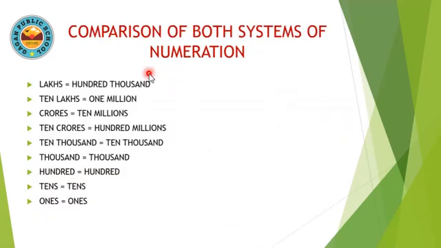Now what is the comparison? You can easily observe that 10 lakhs is equal to 1 million, 1 lakh is equal to 100,000. 10 crores is equal to 100 millions. 10,000 is equal to 10,000 because the ones period is the same. Ones, tens, hundreds are exactly the same in both the systems. Then 1,000 and 10,000 are also the same in both the systems. After 10,000, the Indian place value system and the international place value system are different. 10 crores is equal to 100 millions. 1 crore is equal to 10 millions. 10 lakhs is equal to 1 million and 1 lakh is equal to 100,000.